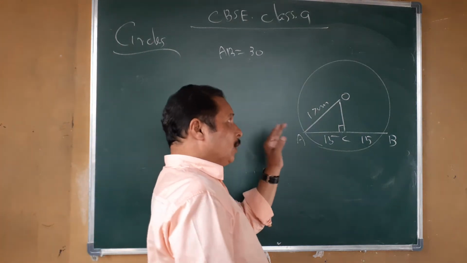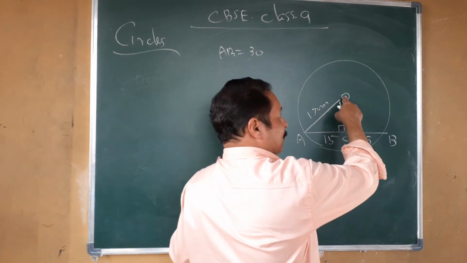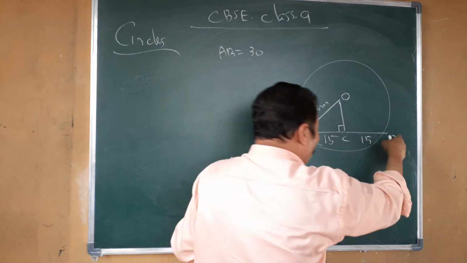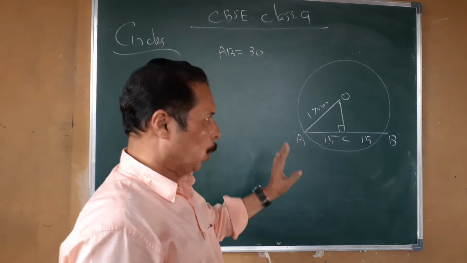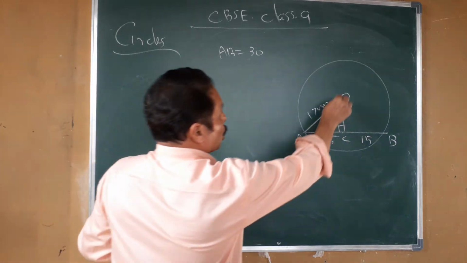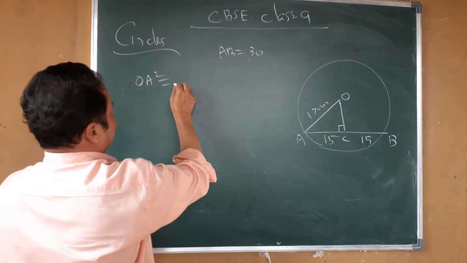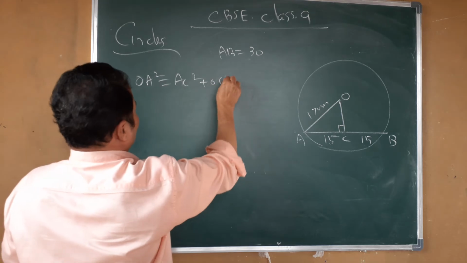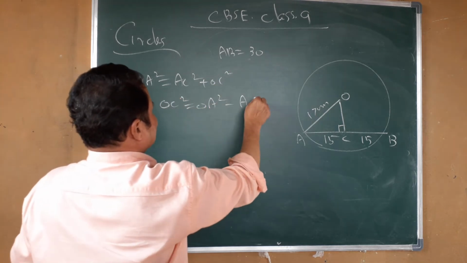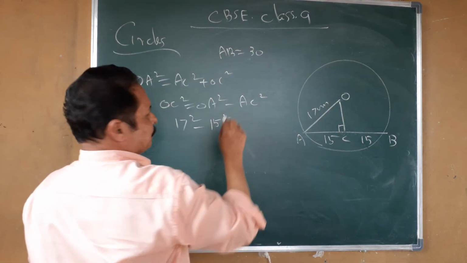Once again, you look at the question. Find the distance from the center of a circle with radius 17 centimeter to a chord of length 30. Chord is 30 means AC equal to BC equal to 30 by 2 equal to 15. So how can we find OC? It's a right triangle. By Pythagoras theorem, OA square equal to AC square plus OC square, and OC square is OA square minus AC square. That is 17 square minus 15 square.